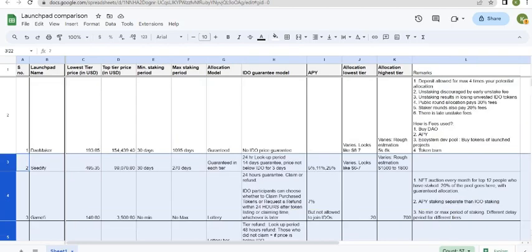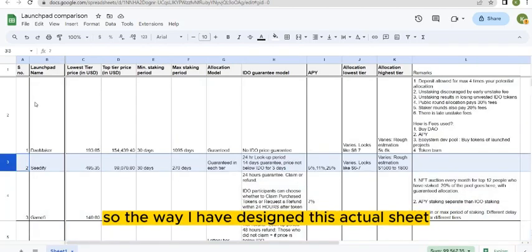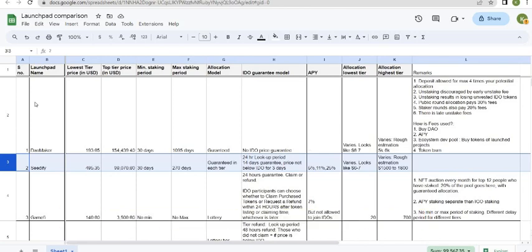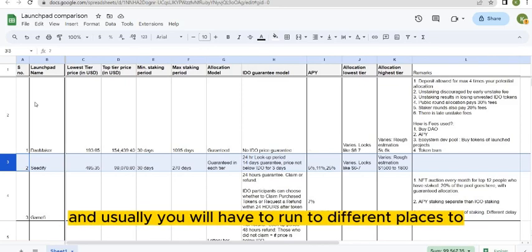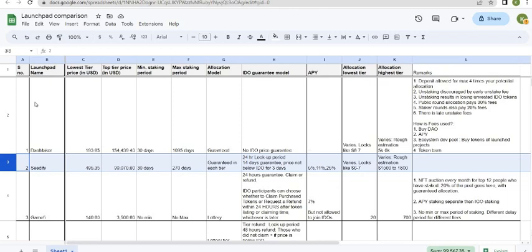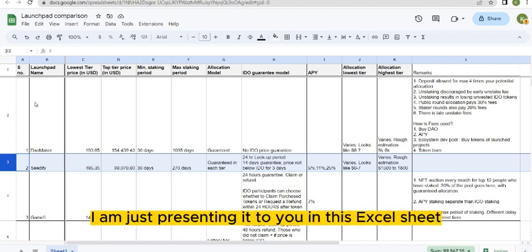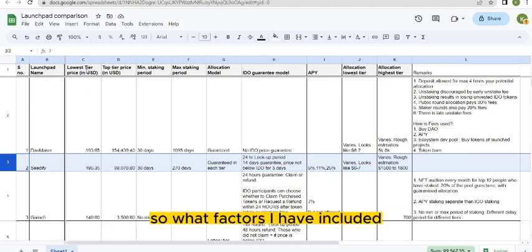are doing some fundraisers. So the way I have designed this Excel sheet is that I've included some points which are not so difficult to find, but then are important points which an IDO investor needs to keep in mind before investing. And usually you will have to run to different places to get this information. I'm just presenting it to you in this Excel sheet. So what factors I have included?